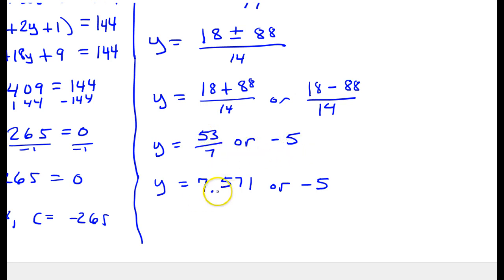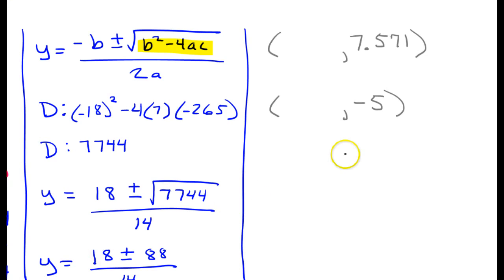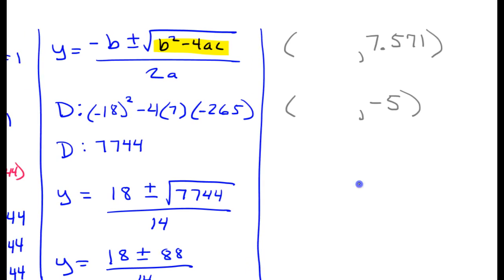I have a feeling we're going to just need a decimal for this at this point, because we're going to have to substitute this back into a fairly complex expression, and I think we're just going to go to a decimal now. So that's, rounding to the nearest thousandth, 7.571 or -5. Understand that this is what we have so far. We found these two y values, but we still need the x values to go with them. So we're going to take these y values, plug them back into one of the original equations, and see what we get for the x values.